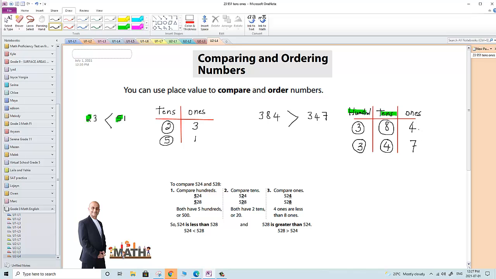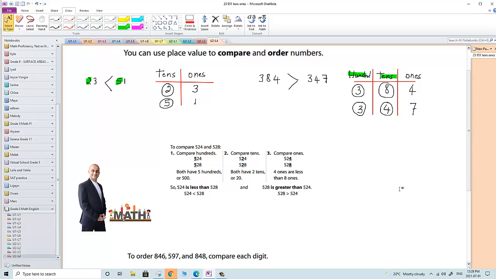Someone will tell me, are you going to compare the ones? There is no point. It's a waste of time. Since the tens is larger than the tens in the second number, we know already which number is greater, and that's it. It's a waste of time if we go to compare the ones.